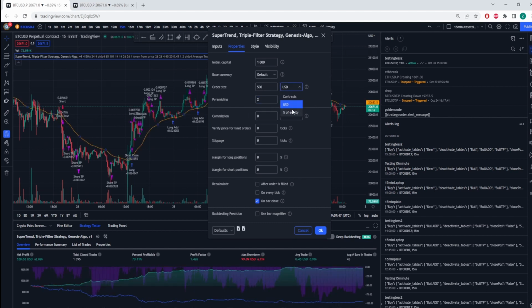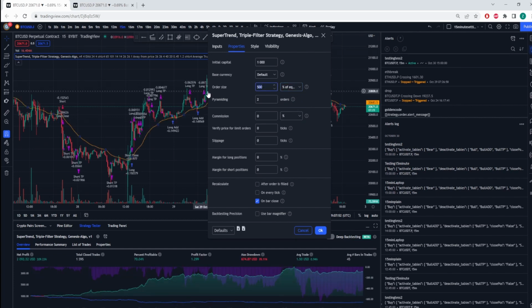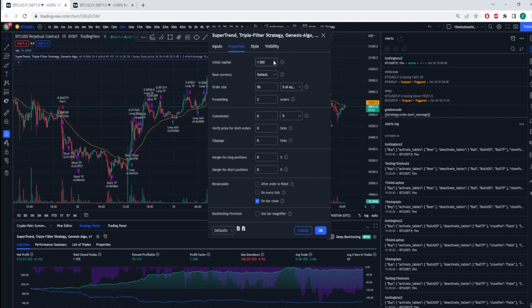But in this new version with the percentage offsets, I can set the percentage equity to 50%, for example, of what I have, which will still be $500. But as my capital grows, this 50% order size will also grow. As my capital shrinks, this will, of course, also shrink. So it's much more dynamic. And yeah, I think we should start going with that slowly. So that's what I went with.